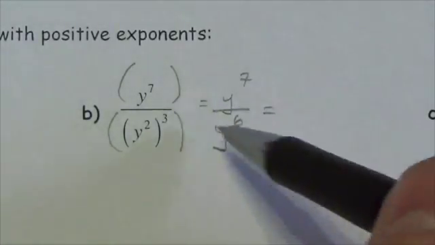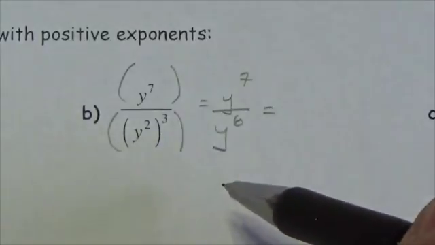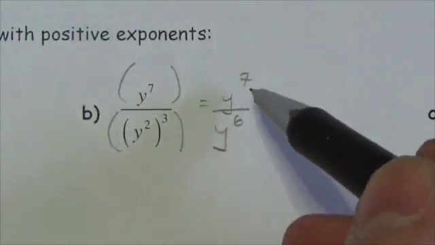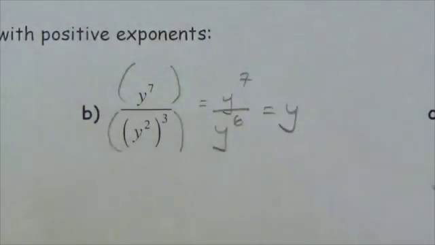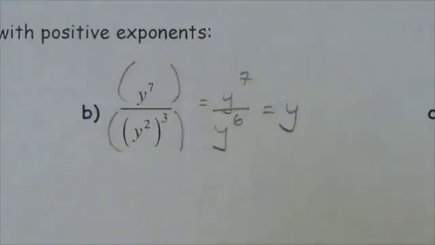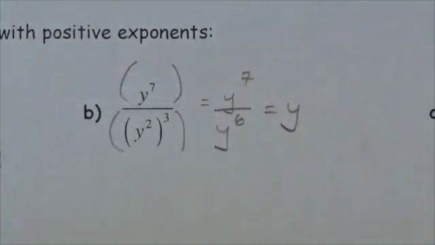Now that I've dealt with what's inside the parentheses, now I can do the division. And when I divide, I'm just going to subtract the exponents. So 7 minus 6 is 1. Okay, and if the exponent's 1, I don't have to do anything. I would just leave it just the way it is.